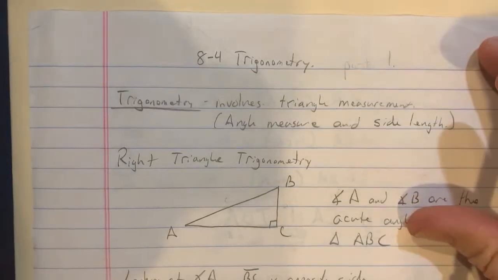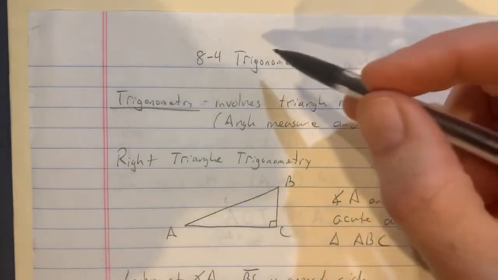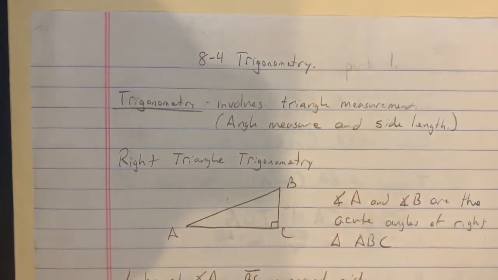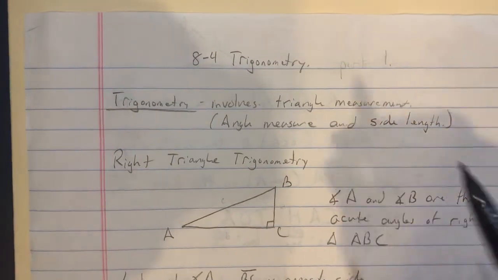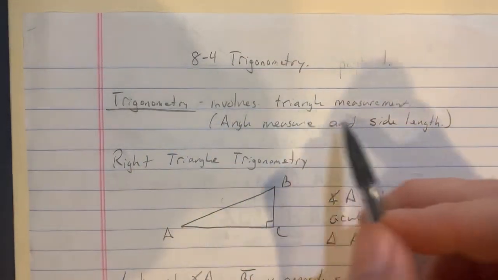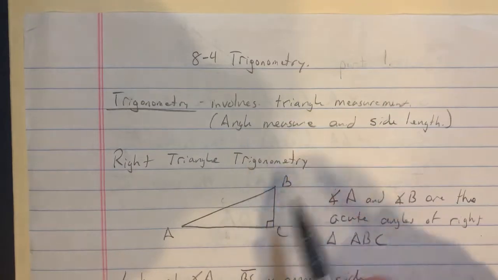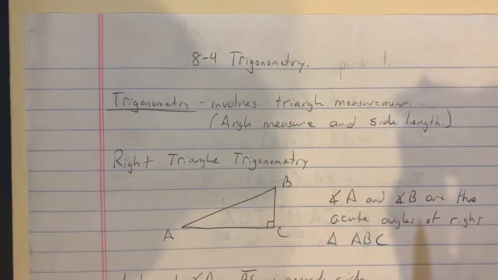Hey guys, just wanted to look at section 8.4, which is trigonometry. Just looking at some examples, a couple definitions and so on. So first of all, trigonometry involves triangle measurement, angle measure and side length when we talk about measurement.